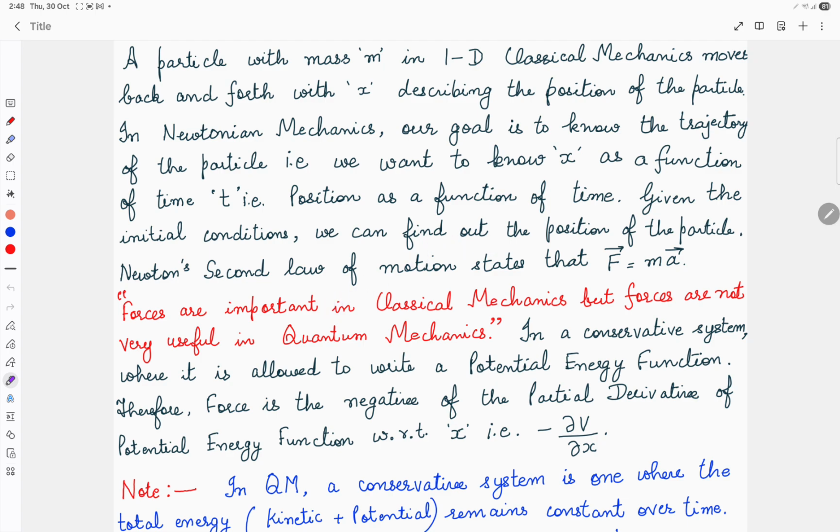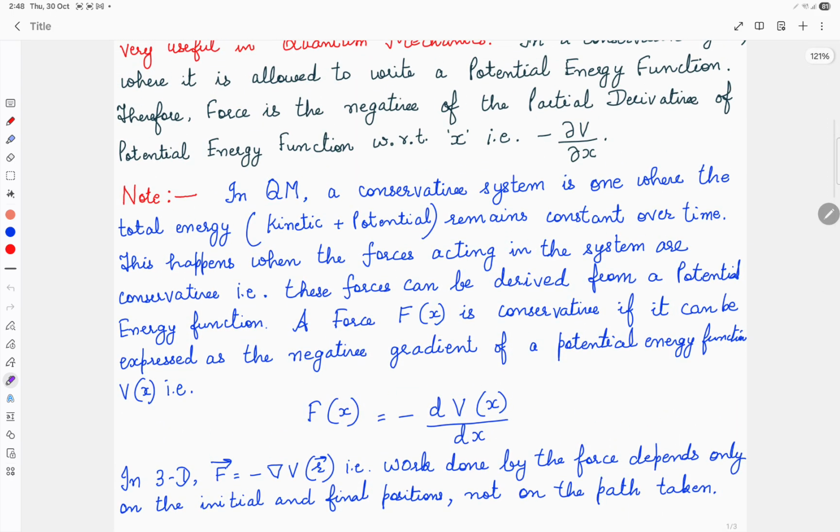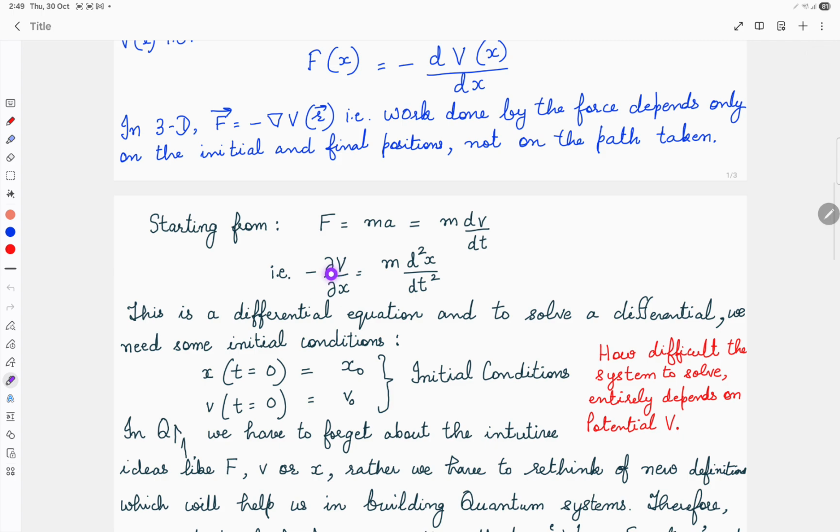But forces are important in classical mechanics. In quantum mechanics, since it is a conservative system, the force is related to the negative slope of the potential energy function with respect to x. So therefore, we will express the force to be minus del V by del x, and this mass into acceleration can be further put into double derivative terms, because acceleration is the double derivative of the position with respect to time. So this is basically a differential equation that we get.